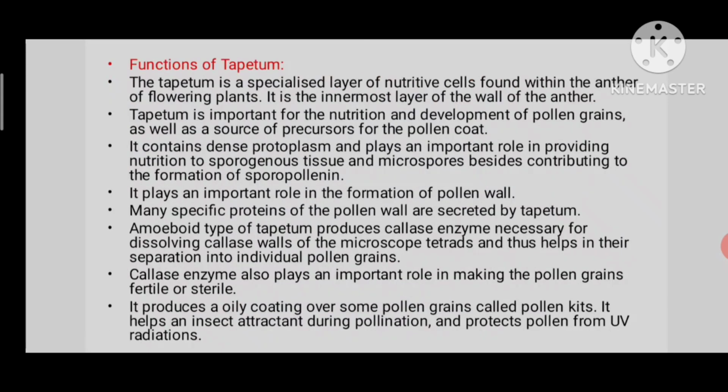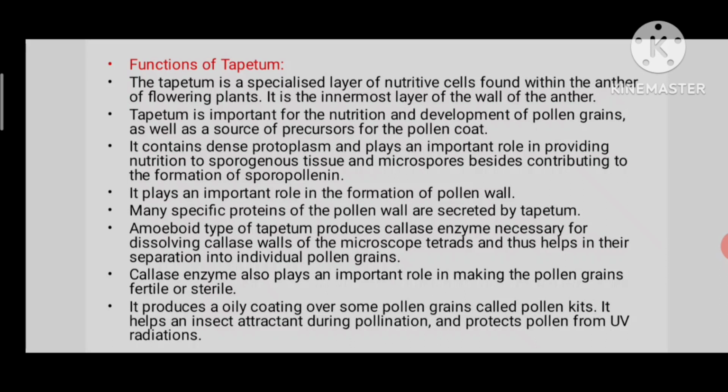Functions of tapetum. The tapetum is a specialized layer of nutritive cells found within the anther of flowering plants. It is the innermost layer of the wall of the anther. Tapetum is important for the nutrition and development of pollen grains as well as a source of precursors for the pollen coat. It contains dense protoplasm and plays an important role in providing nutrition to sporogenous tissue and microspores besides contributing to the formation of sporopollenin. It plays an important role in the formation of pollen wall. Many specific proteins of the pollen wall are secreted by tapetum.